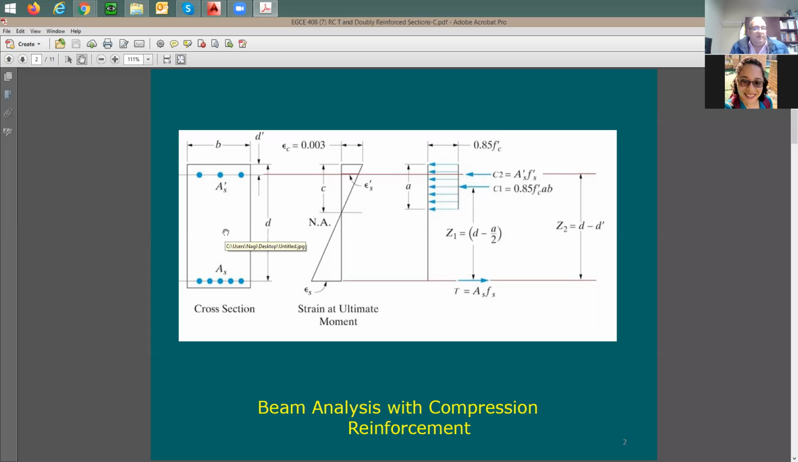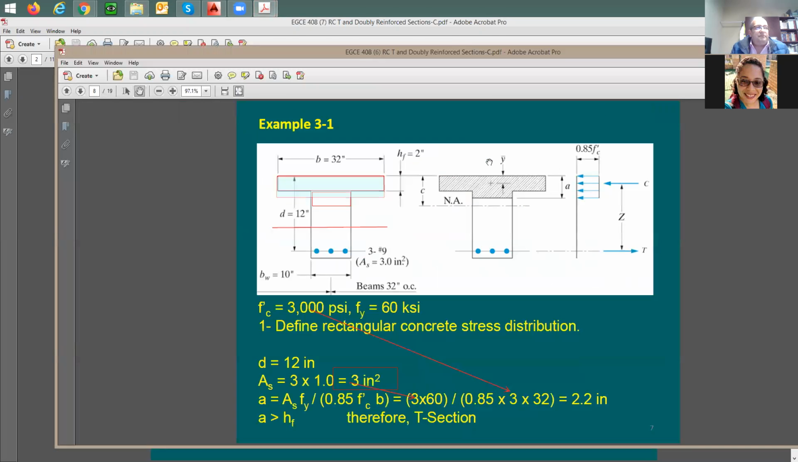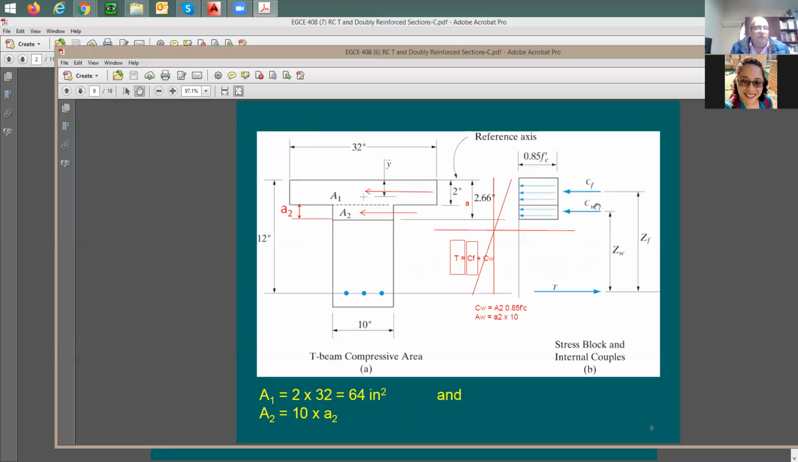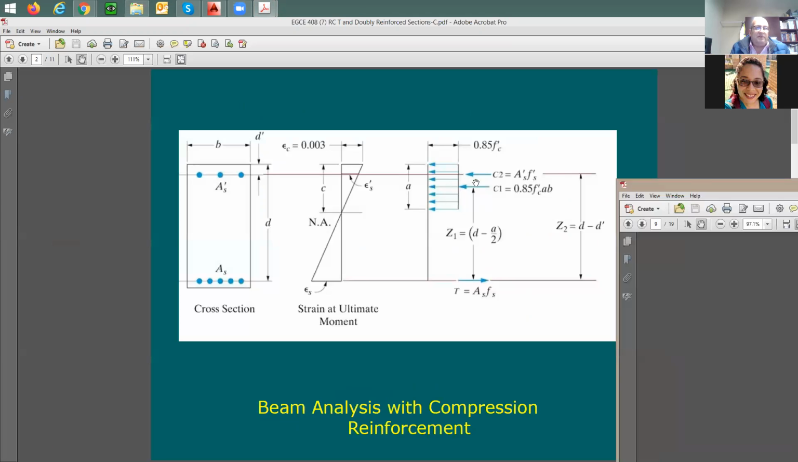What's the similarity here? We're going to have two compression forces. These two compression forces are going to be kind of similar to what we have done in the T section. I'm going to put the T section here quickly, just to remind you. So in here, I'm going to have two forces, and again, I'm going to have CF and CW. In this case, I'm not going to call them CF and CW because this is still a rectangular section. I don't have a T section here.